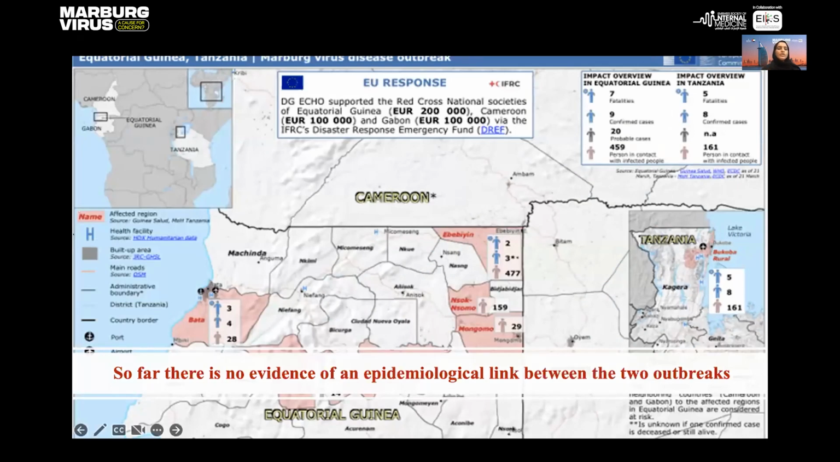Looking into the 2 countries on the map, they are not adjacent to each other. So this is Guinea and this is Tanzania. So we don't think that they are 2 outbreaks happening at the same time, and we don't think that they are probably related. However, investigations are still ongoing. And we know that the main reservoir is bats, and bats can harbor different strains in different epidemiologic regions, which might affect the epidemiology. But the concern is going into the adjacent countries.